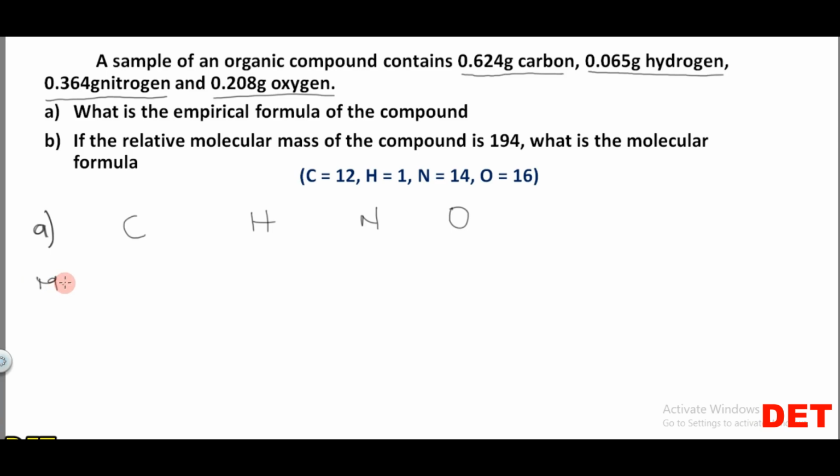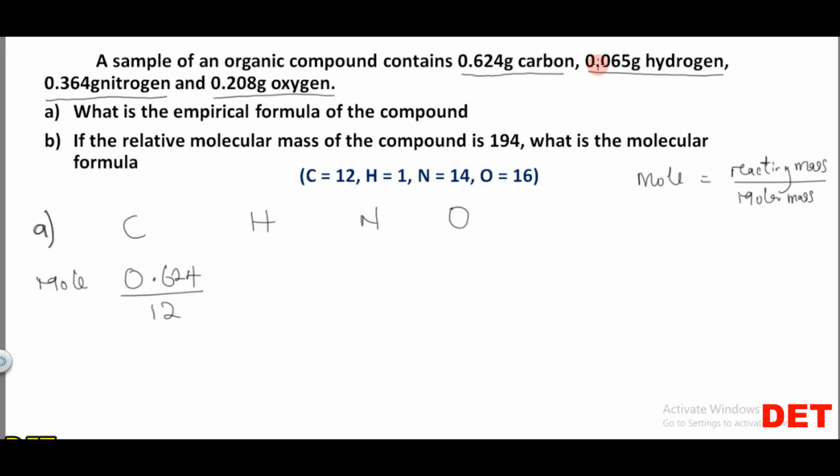So the next thing I will do is to look for the mole of each of the elements that are present in this compound. So mole, you should know that mole is equal to reacting mass over molar mass. So what is the mole of carbon that is present in this compound? The mass of carbon is 0.624 grams. So that's 0.624 divided by the relative atomic mass of carbon, which is 12.